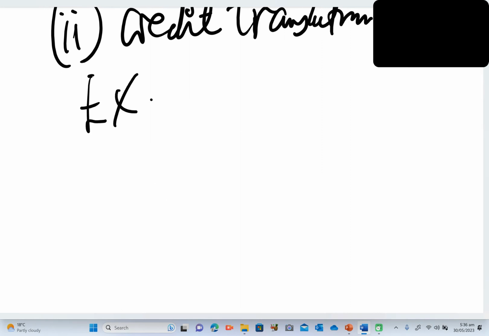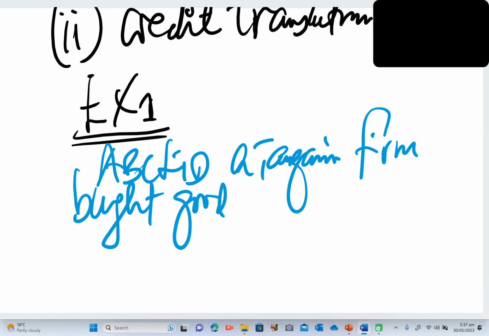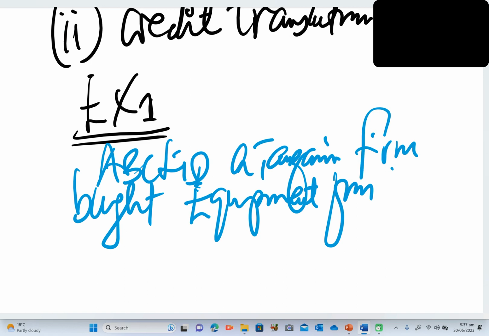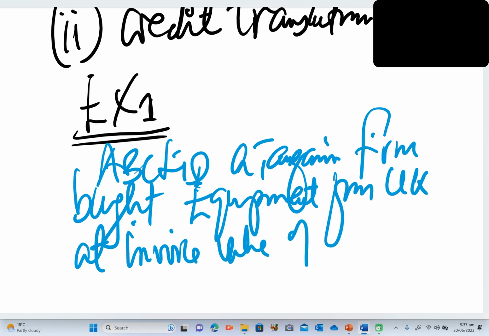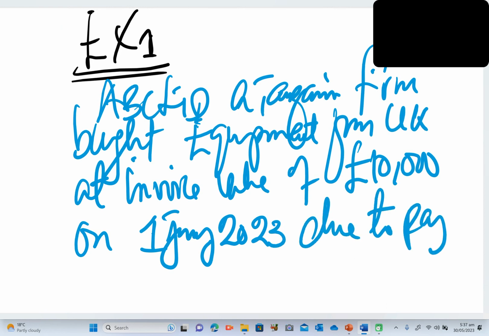Example 1. Now because you have matured, then you are good. So ABC Limited, a Tanzanian firm, bought goods, bought equipment from the UK at an invoice value of pound 10,000 on 1st January 2023, due to pay on 30th June 2023.